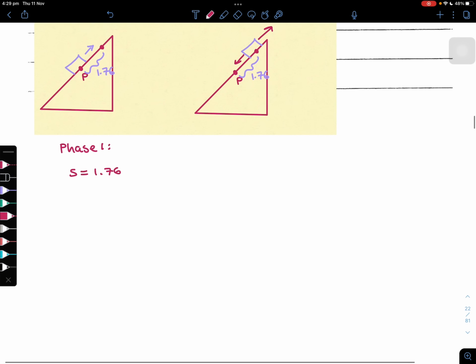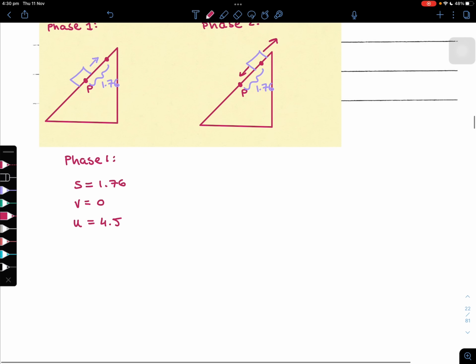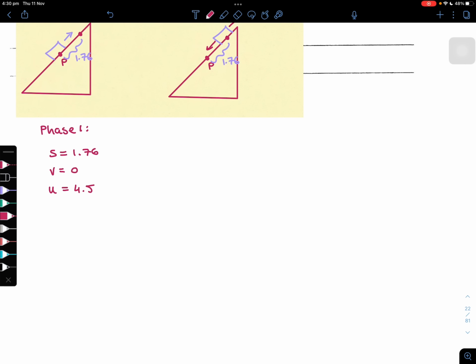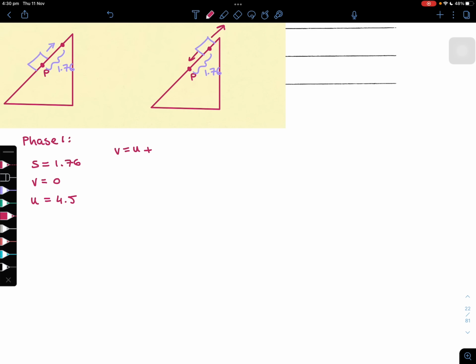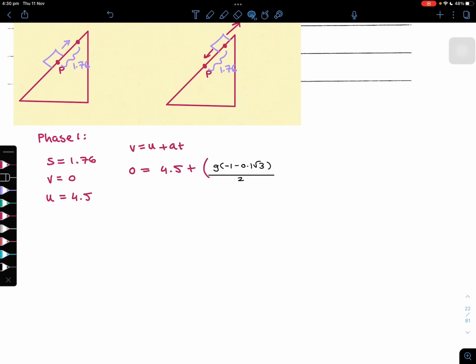We have our displacement. We have our final velocity being 0, because it needs to move up and then it's going to go back down. Our initial velocity was 4.5. And we also knew our acceleration. Our acceleration was up here. We can use v is equal to u plus at, and we can go 0 is equal to 4.5 plus our acceleration, which was this mess. I'm actually just going to copy it. It was that mess, and we also have times t.